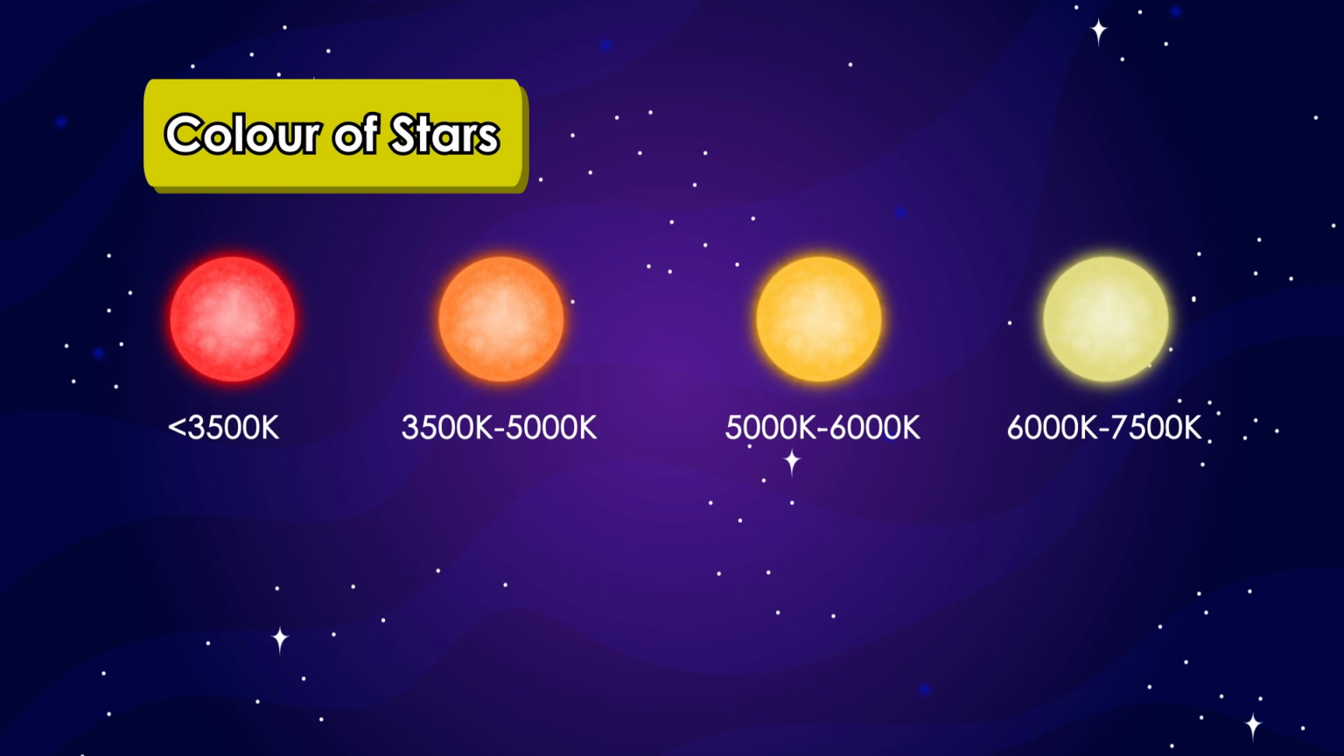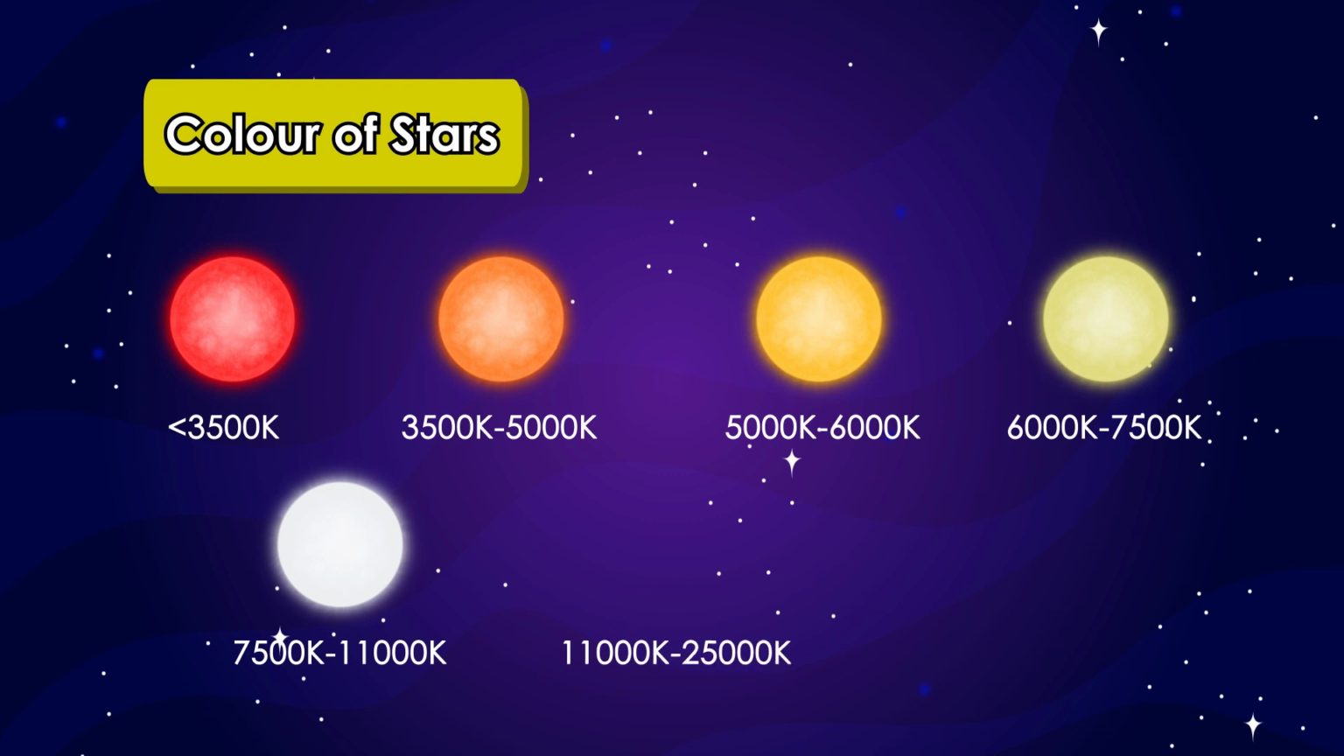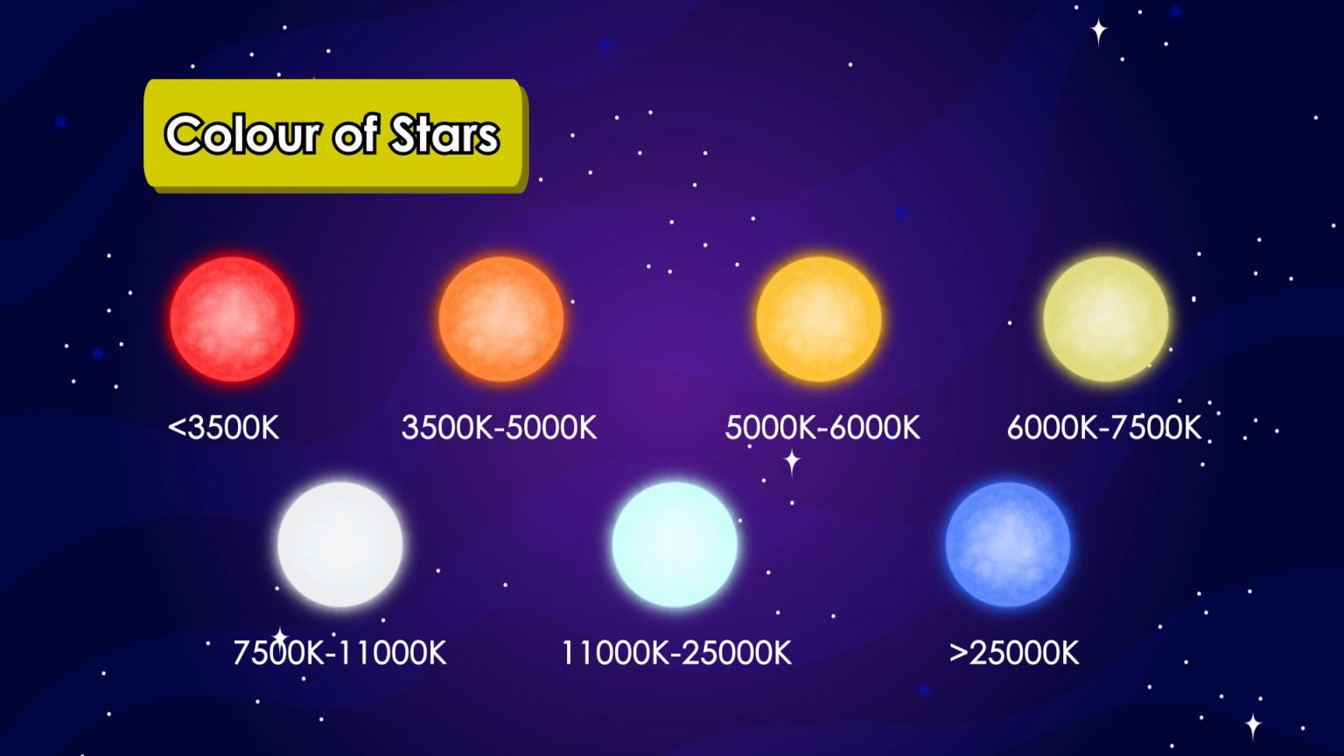The stars will be white in color if the temperature range is 7500 Kelvin to 11,000 Kelvin. For a temperature range between 11,000 Kelvin to 25,000 Kelvin, the star will be bluish white. Blue stars are extremely hot, where the surface temperature is more than 25,000 Kelvin. This means that the blue star is the hottest among all the stars.